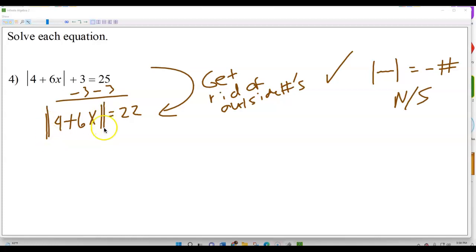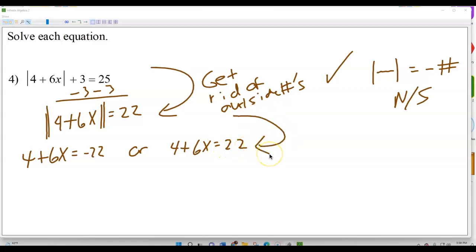All right. Now the next step is interesting. The absolute value of what equals 22? Well, there's two numbers that equal 22 when you take their absolute value. One of them's 22, and the other one's negative 22. So that means that 4 plus 6x can be equal to a negative 22, or 4 plus 6x can be equal to a positive 22. So with absolute value equations, after you get rid of the outside numbers, the next step is to write two equations. And of course, the last step is just to solve both of those.